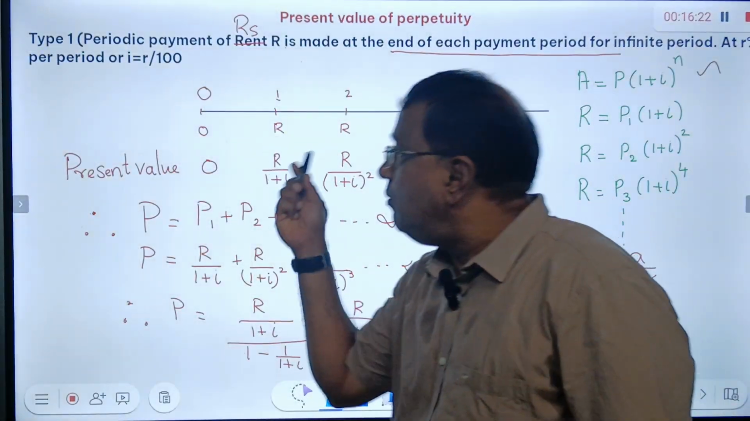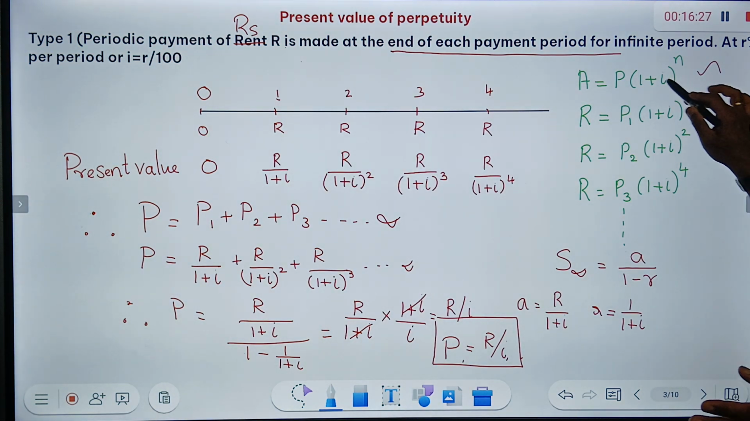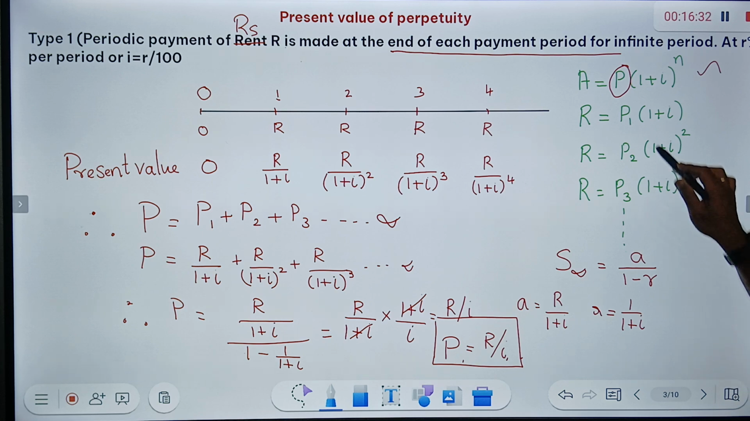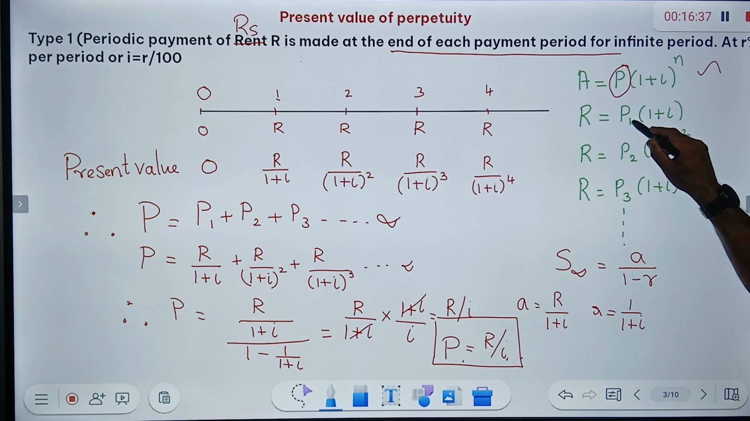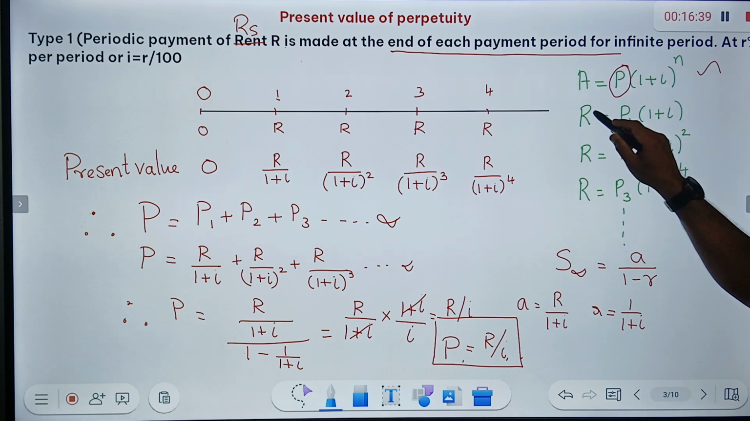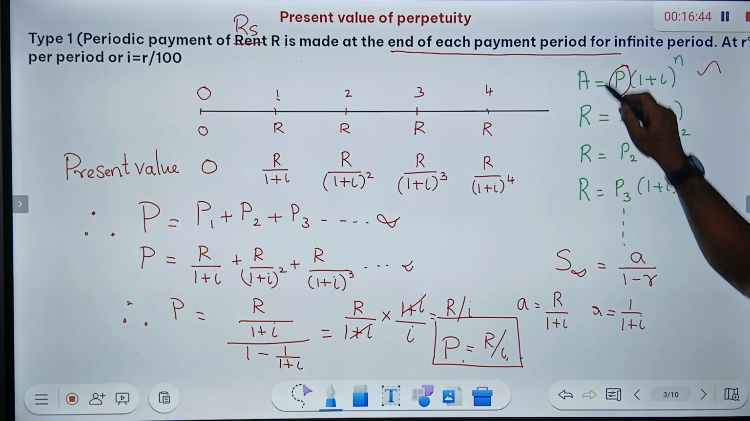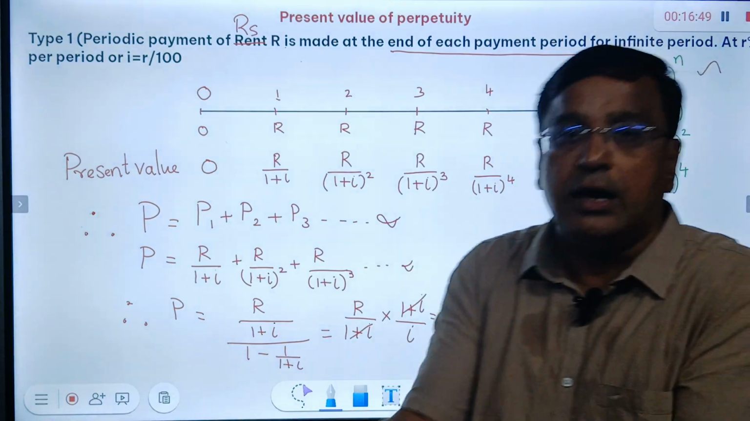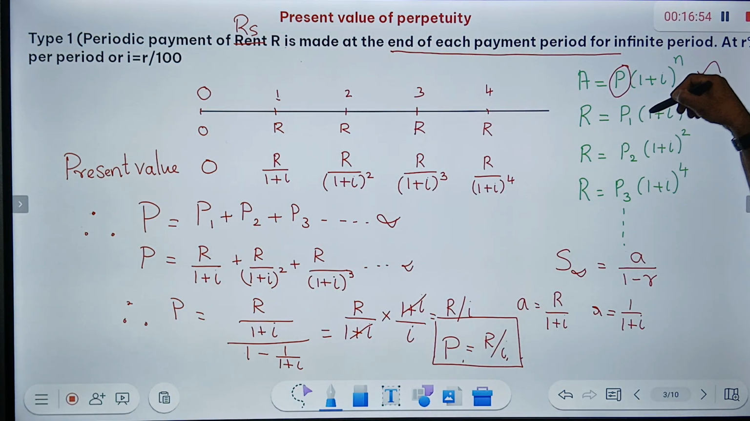Okay. Now I want to calculate the present value. Present value is basically, please understand, this principal is your present value. At present, what is the value? So for the first year, I call this P as P1. The amount that you are paying is rupees R. So this is the amount that exists. So amount equal to present value into (1 plus i) power 1. So it is for 1 year.